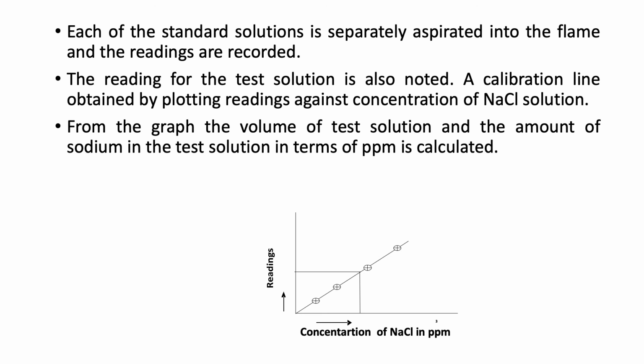Like this we prepare standard solutions and measure the emission intensities of our standard solutions along with the test solution, and afterwards we plot emission readings versus concentration of NaCl. We plot the emission readings of the standard solutions like this, and we get a plot like this. Afterwards, using the emission intensity of our unknown solution, you draw a line until it touches this curve, and afterwards a downward line. This point corresponds to the concentration of sodium ions present in your solution. Like this we are able to determine the amount of sodium ions present in your unknown solution using the flame photometer.